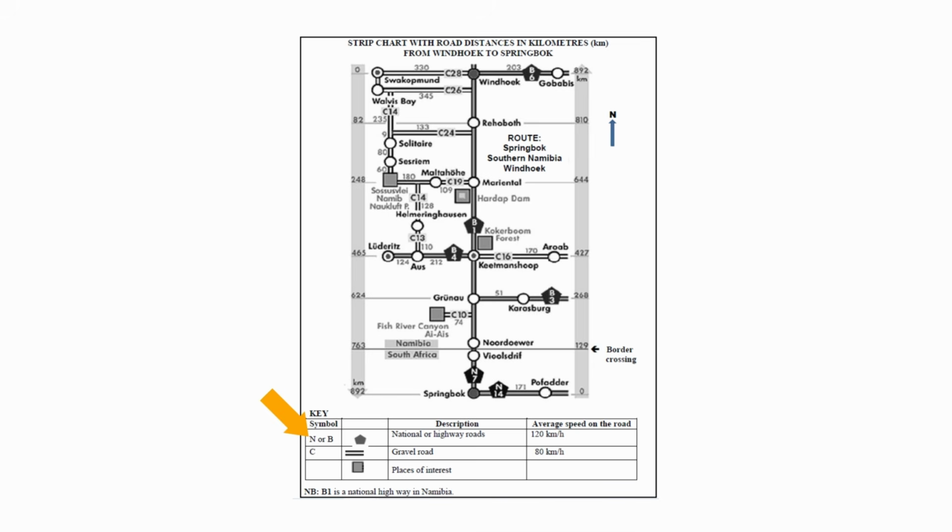N or B indicates national or highway roads. C indicates gravel roads, and the squares indicate places of interest. The speed limit on national roads is 120 km per hour and on gravel roads 80 km per hour. The distances in kilometers between towns on the N7 and B1 are given alongside the chart, and the distances of the roads that branch off the N7 or B1 are given by the numbers next to the road. And finally, towns are indicated by circles on the chart.